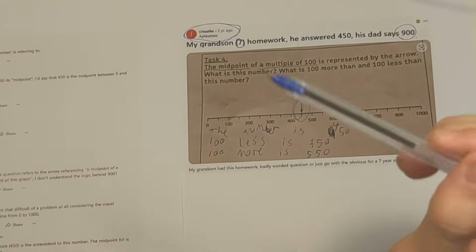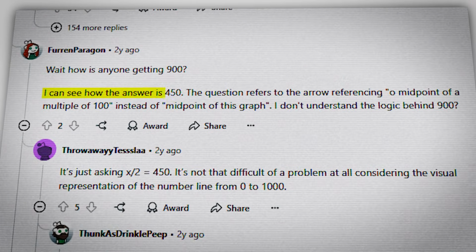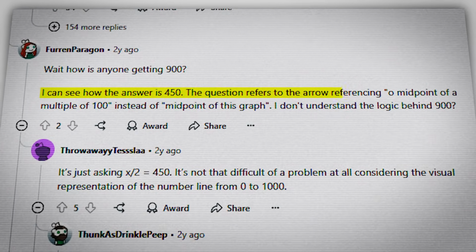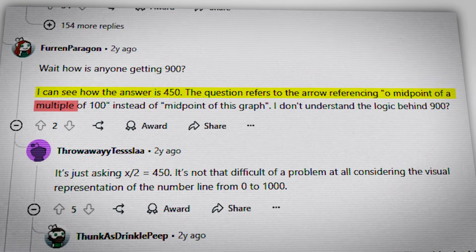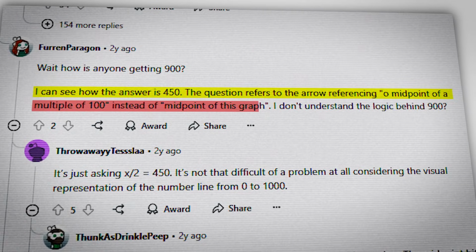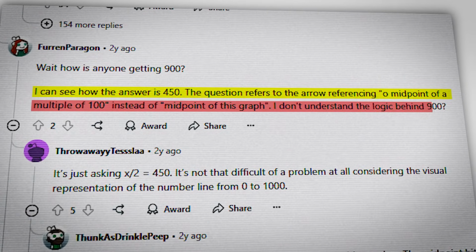Well, there's actually another layer to this. Furran Paragon says, wait, how is anyone getting 900? I can see how the answer is 450. The question refers to how the arrow is referring to the midpoint of a multiple of 100 instead of the midpoint of this graph. I don't understand the logic behind 900.